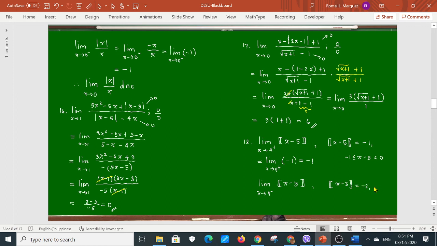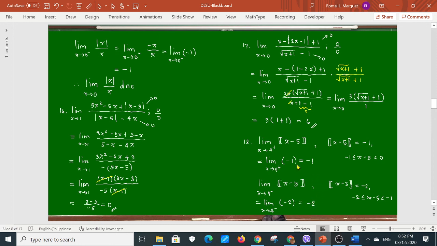Negative 2. If your x minus 5 is between negative 2 and negative 1, the value of this is negative 2. Is that correct, guys? So this is equal to the limit as x approaches 4 from the left of what? Negative 2. O ano ang sagot? What's the answer? Negative 2.